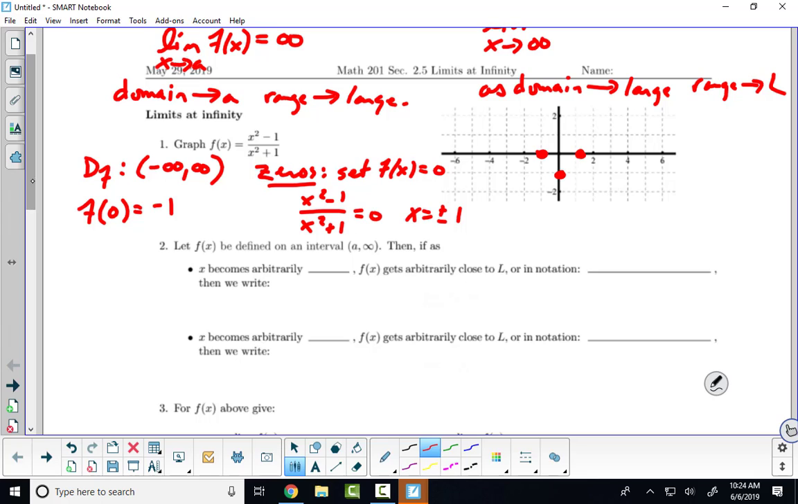This has no vertical asymptotes or holes. Okay. Here's a question for you. What happens when I plug 10 into this function? What do I get out? Let's actually evaluate that. What do I get out when I plug 10 into this function?